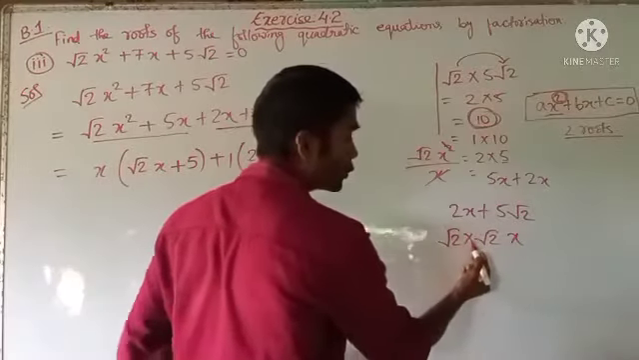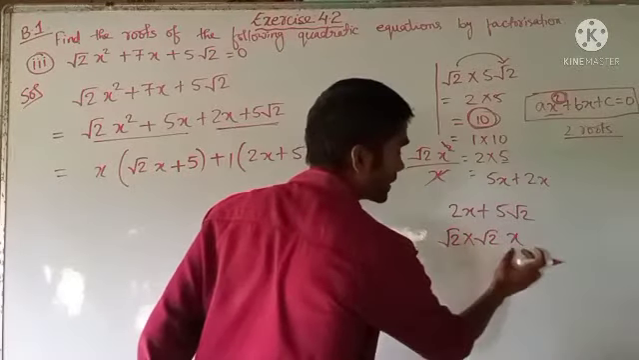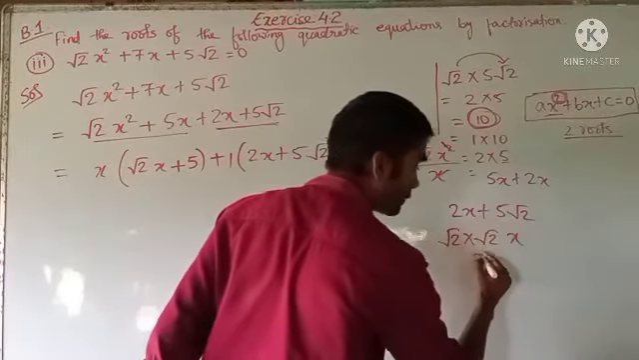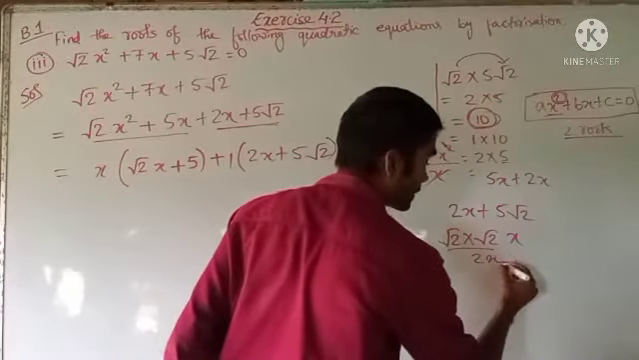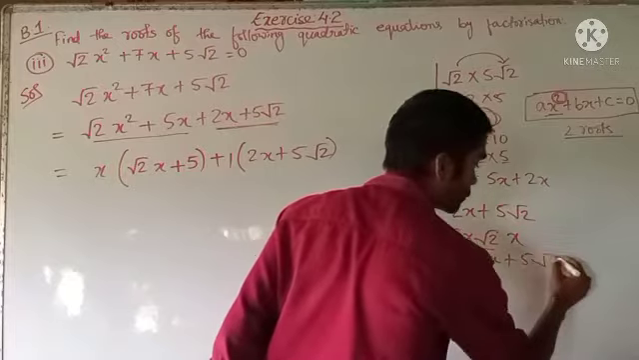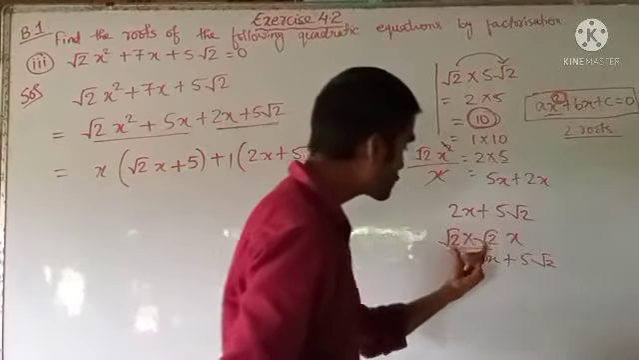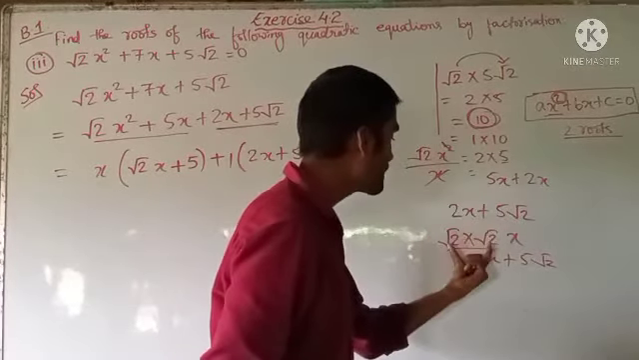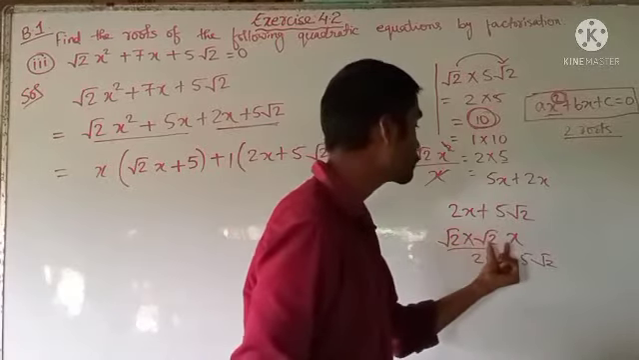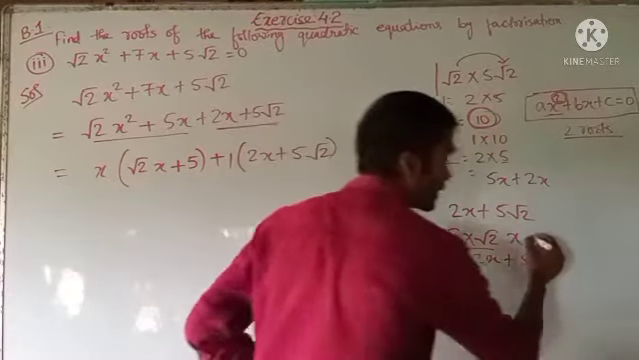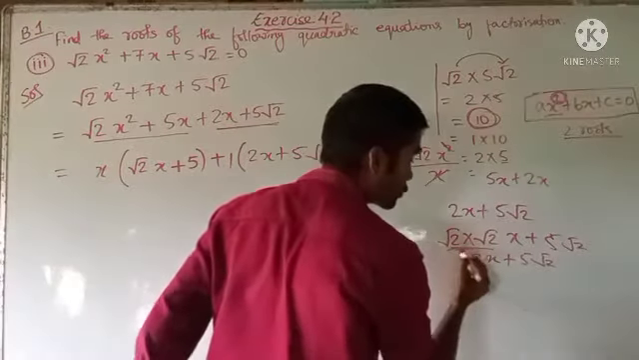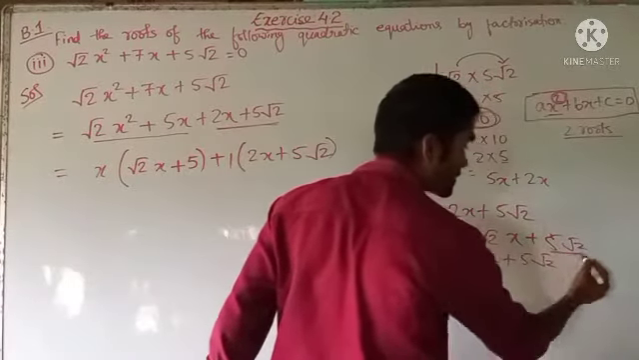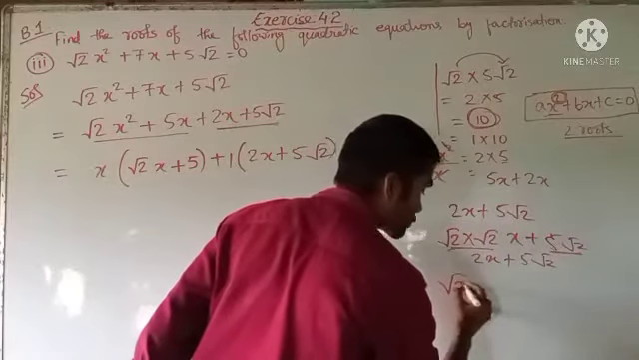That means root 2 into root 2 will get 2, and x into x. That means 2x. If we multiply them, then we are going to get this one as 2x plus 5 root 2. Now among these two, if we split this 2 as root 2 into root 2, then plus 5 root 2, here we can see that root 2 is common on both sides.